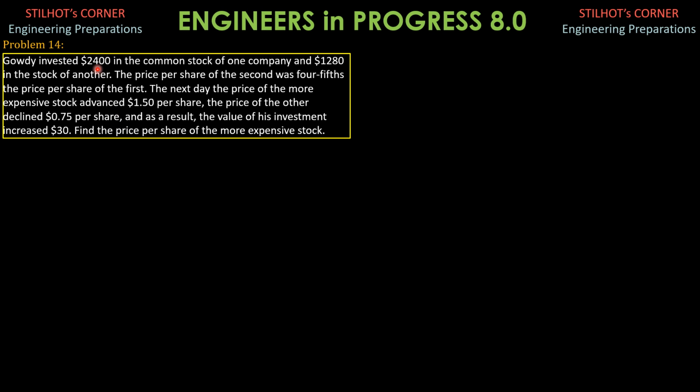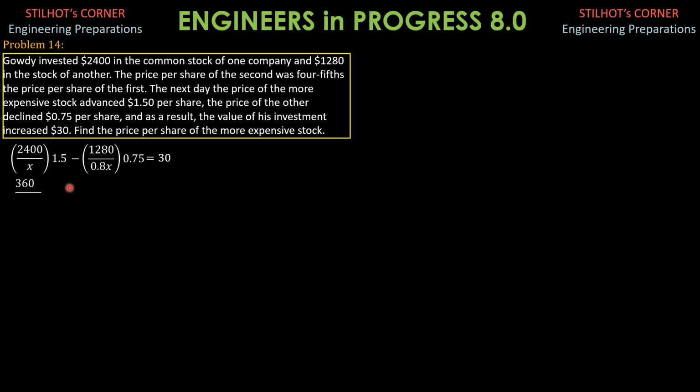Again, 2,400 over X is the number of shares in the more expensive stock times the income, which is 1.5, because the other investment declined 0.75 per share, so minus 1,280 over 0.8 of X, 4 fifths of X, times 0.75 equals 30. So 2,400 over X times 1.5 minus 1,280 over 0.8X times 0.75 equals 30.